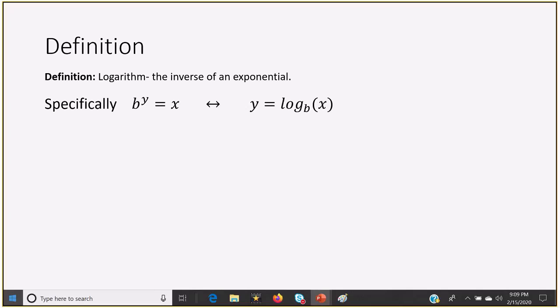And vice versa. If I have a logarithm, y is equal to log base b of x, and I want to solve for x, well, to undo my logarithm, I take an exponential. So I would take b to the log base b of x on the right side. That would cancel my log, and I would be left with b to the y is equal to x on the left side.